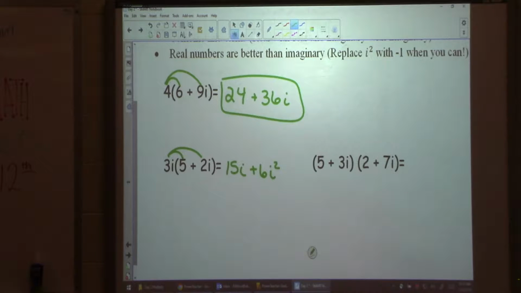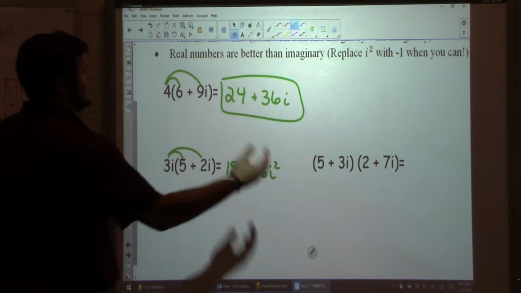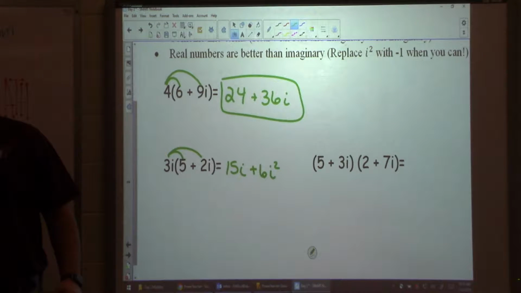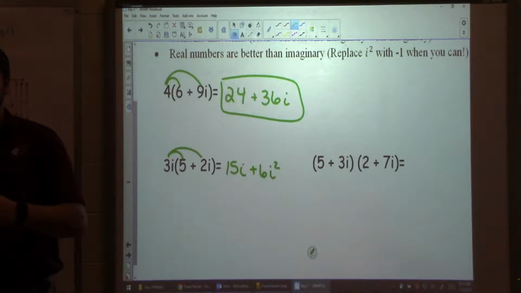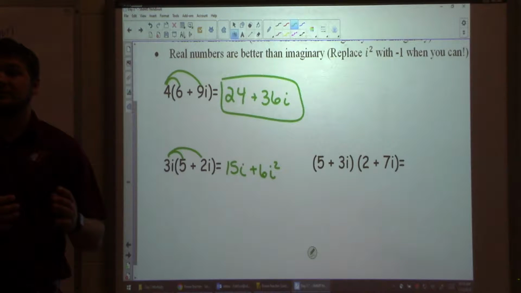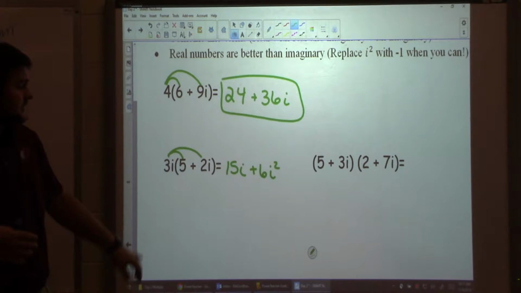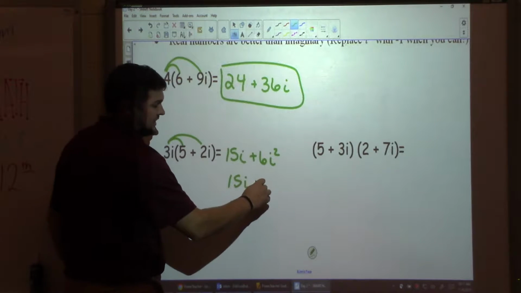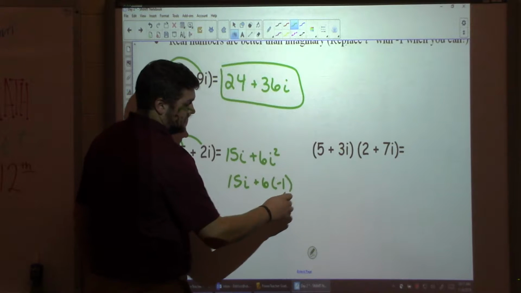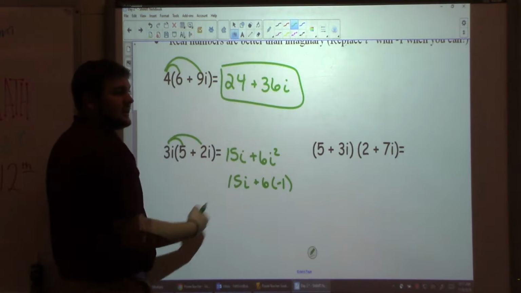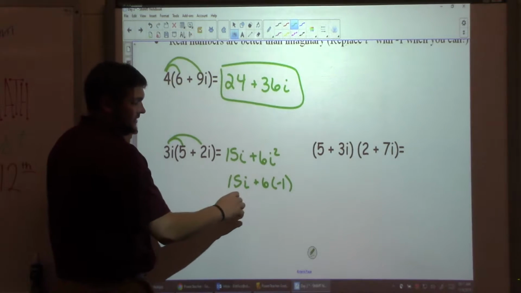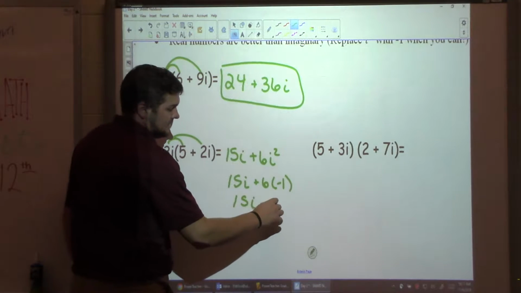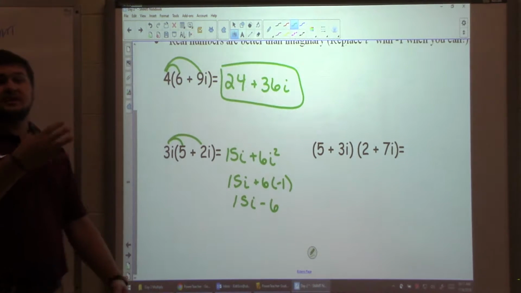Do you know what we're going to do? Turn it to -1. Anytime we see i squared, guys, we change it to -1, because real numbers are better than imaginary, right? We know i squared is always -1, and I'd rather have those real numbers. So anytime I see an i squared, I'm always going to change it to -1. So I get 6 times -1 instead of 6 times i squared, or 15i minus 6, or plus -6.